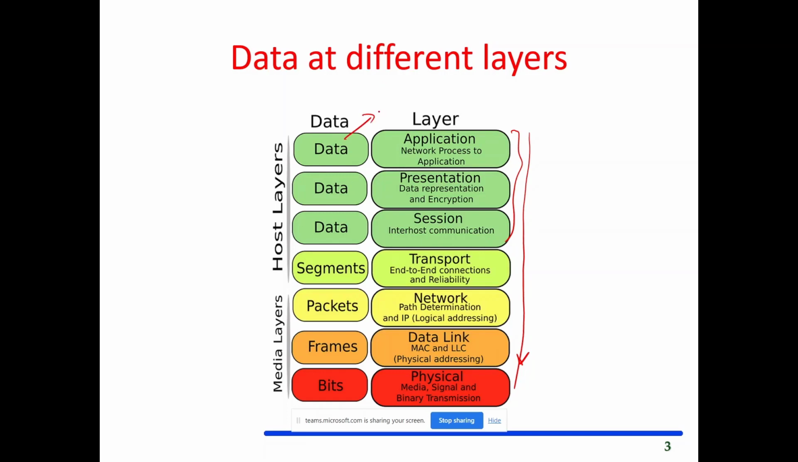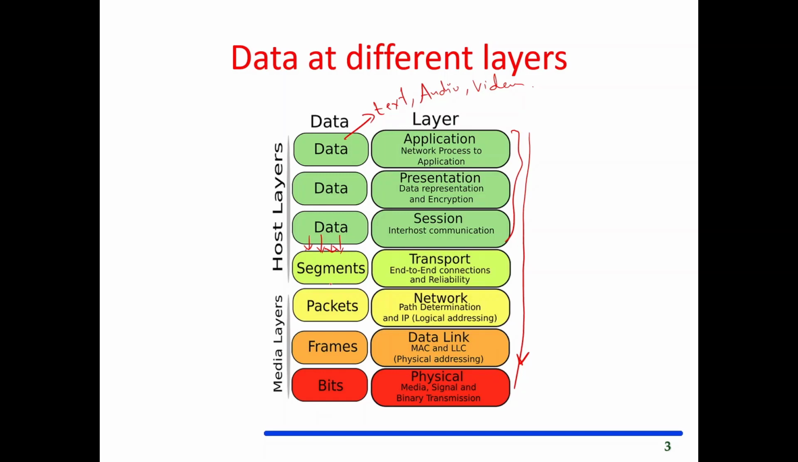This data can be text data, audio data, or video data, any kind of data it could be. That kind of data, up to the session layer, will be the same, but in the transport layer the data is named segments. I said that whenever data comes, it is divided into smaller segments. That is, in the transport layer, the data is called segments.